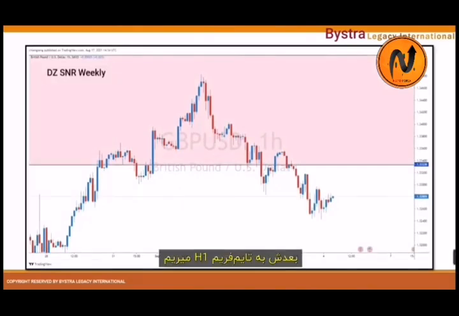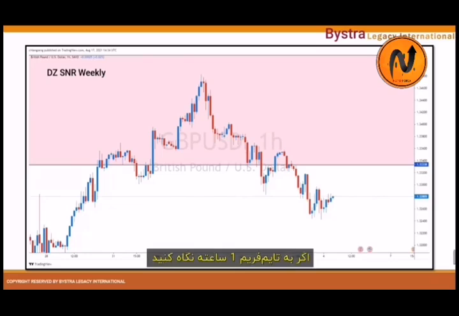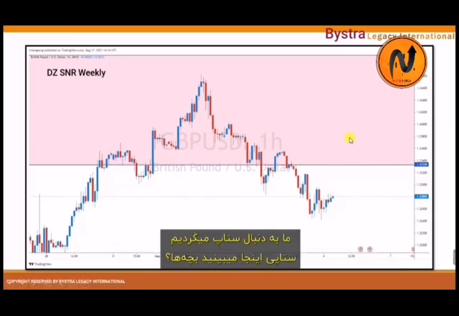Next, we move on to the hourly time frame. Because on the H4 time frame I cannot find any setup, we go to the hourly time frame. If you look at the hourly time frame, after the price has closed outside the danger zone in the daily time frame, we look for a setup. Can you see any setup inside here, guys?